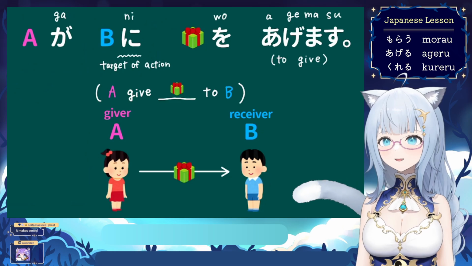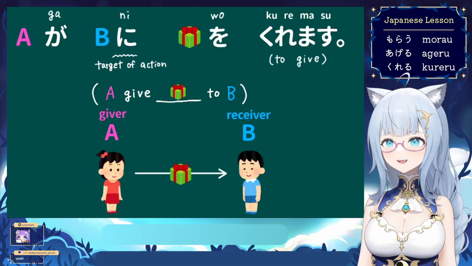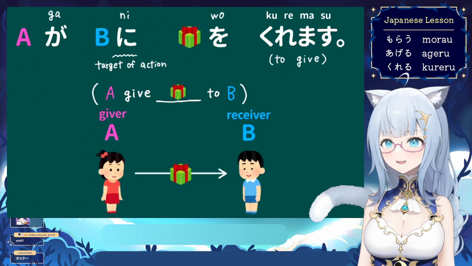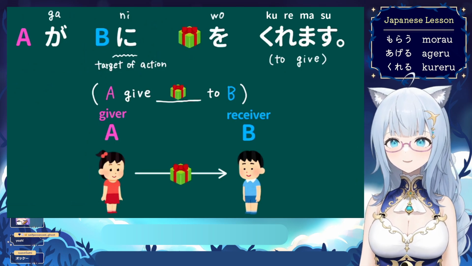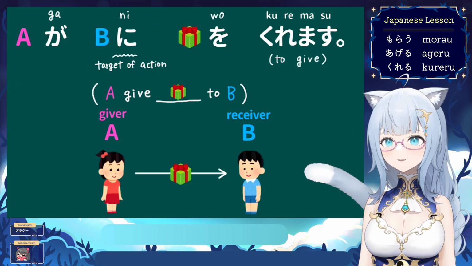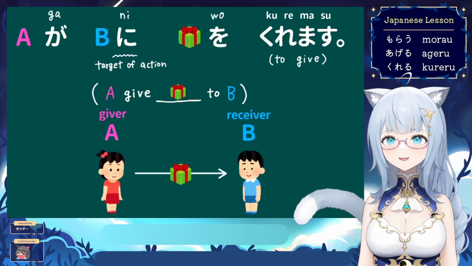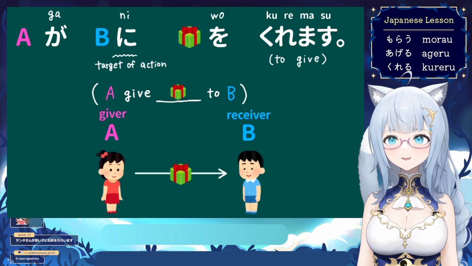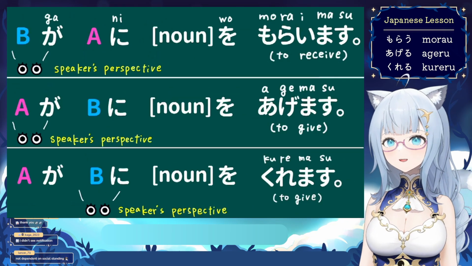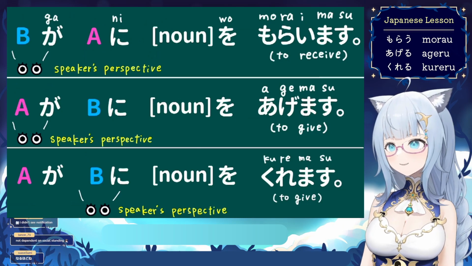So this is the subject A. A が B に何々をくれます。くれます means to give. So A gives something to B. This sentence has the same meaning as the あげます sentence in English. But in Japanese, it's slightly different. So these are the whole expressions, like sentences. Something is a little different.